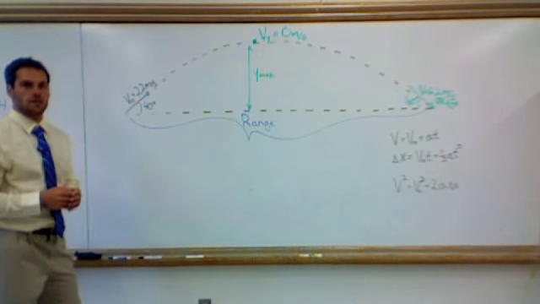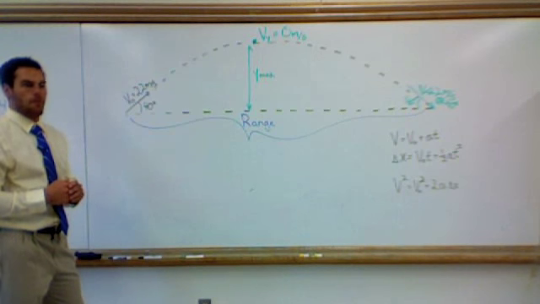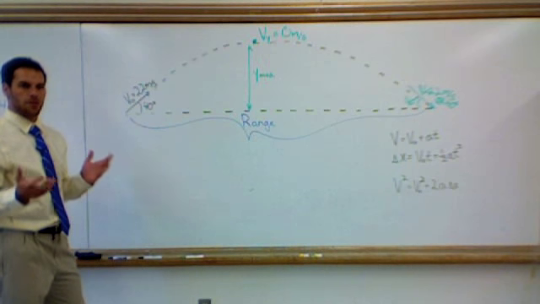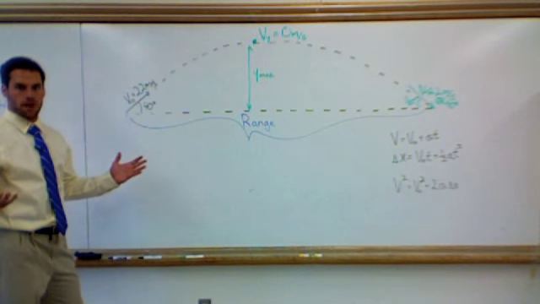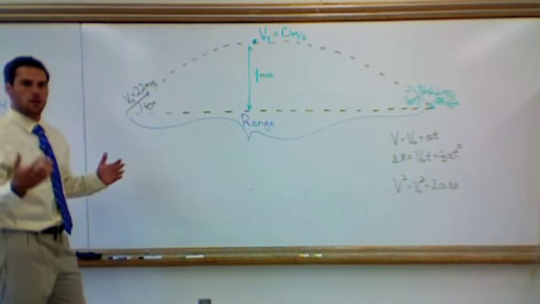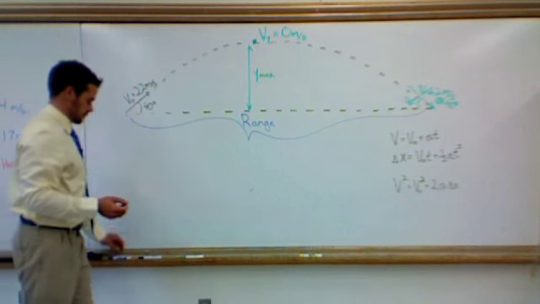Now that we have this, the first thing we want to do is split this into x and y components. So we have some initial velocity in the x direction. We want to split our values into x and y components. We're going to do this using trig.